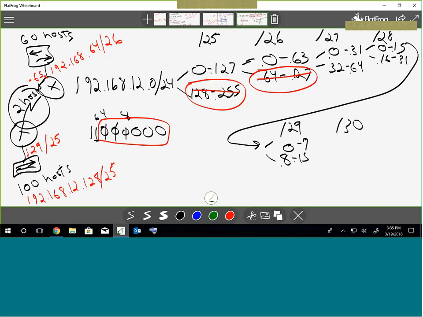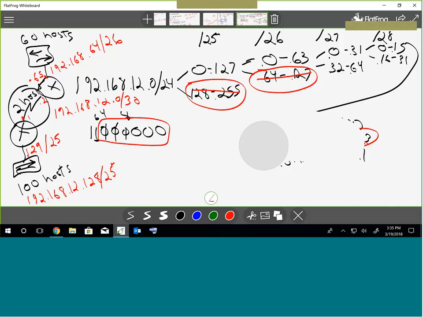Now do /30, and this becomes 0 to 3, and 4 to 7. Then I pull out 1. In this case, this one, and it goes right here. And I put .1, and I put .2, and I use 192.168.12.0/30. Now, that's one way you can do it.